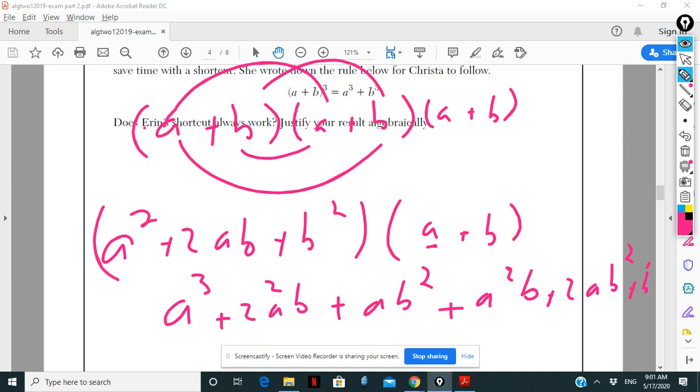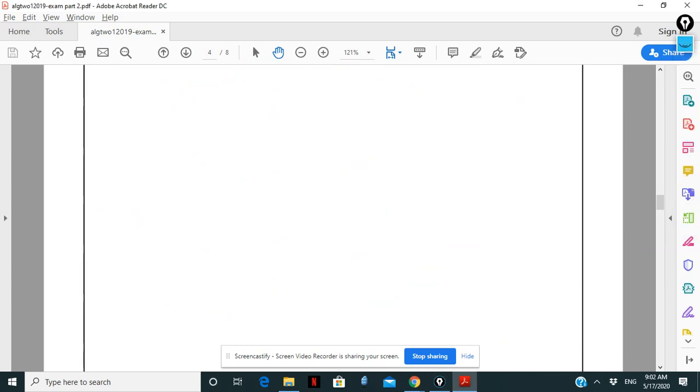Now combining like terms, I'm ending up with a cubed plus 3a squared b plus 3ab squared plus b cubed, which isn't like the rule, so she is incorrect.